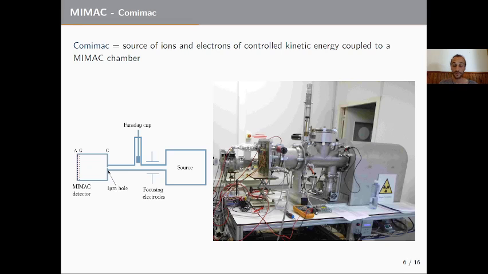Finally, I conclude by introducing COMIMAC, which is an accelerator of particles that is coupled with the MIMAC chamber, and that can send either ions or electrons of known kinetic energy inside the MIMAC detector at a given position. Most of the results I will present later are obtained thanks to it. And here you see a picture: it is pretty small. It is a tabletop accelerator, and here you see the MIMAC chamber.